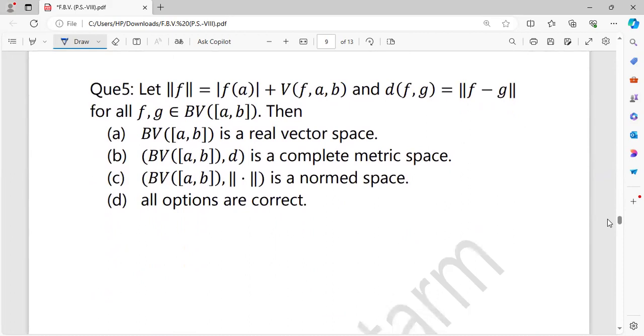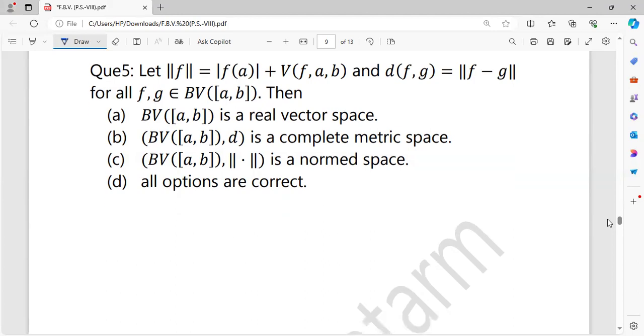So I am taking the norm of F and defining a distance function d, that is the norm of F minus G, for all F, G belonging to BV[a, b]. Then BV[a, b] is a real vector space, BV[a, b] is a metric space with d a metric on it, and BV[a, b] is a normed space. So, solution.